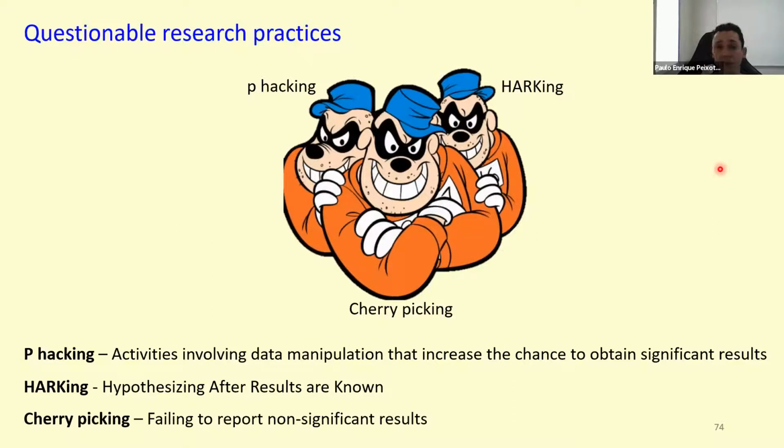So these three activities, these three questionable research practices, will increase this problem, which is the lack of reproducibility. And so you should avoid them a lot. Again, when I say this in this course, most people say, okay, obviously, most researchers are avoiding this. And I'm not so sure because we have cognitive bias, okay?